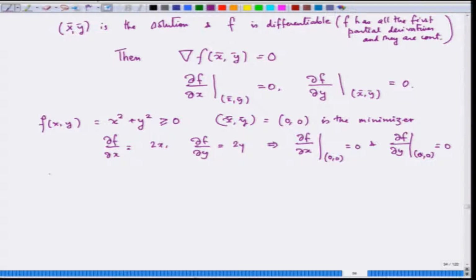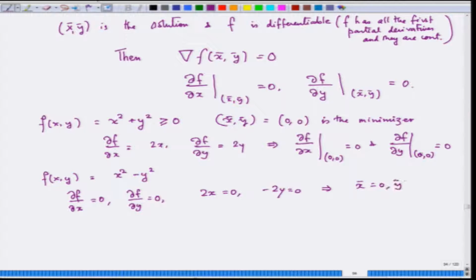For example, if you take f x y equal to x square minus y square, let us find the points where this would be satisfied. So, we are trying to find points where this will hold. This will again lead me to the equation 2x equal to 0 and minus 2y equal to 0, which would again imply that the only point where the partial derivatives vanish is x bar equal to 0 and y bar equal to 0.